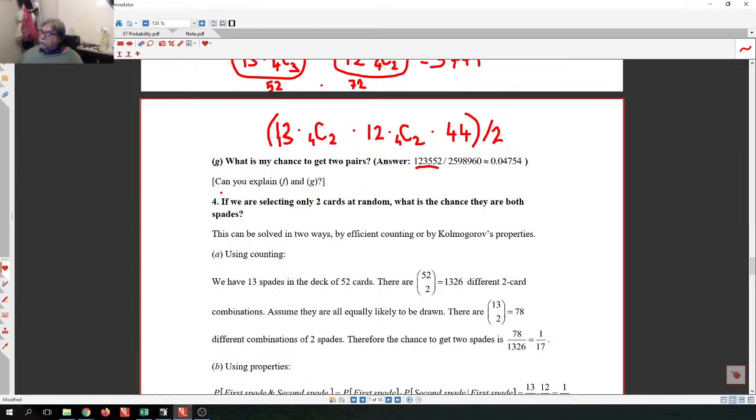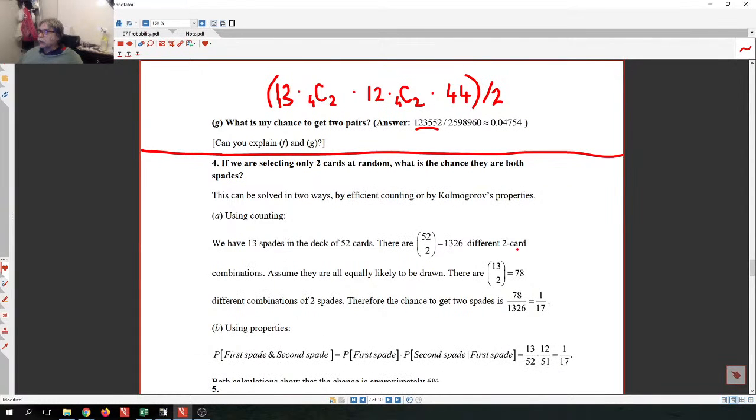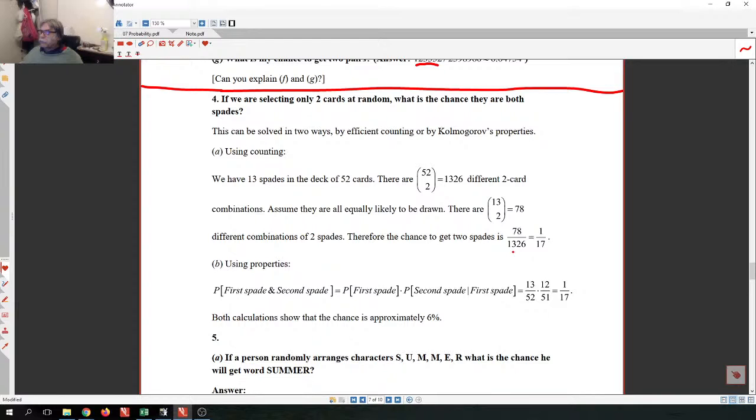Here is another card problem. I shouldn't say card trick, because I'm not really doing tricks here. These are not tricks. I'm not doing illusion here. This is all very rational. Okay? If you are selecting 2 cards at random, what is the chance that both of those cards are going to be spades?